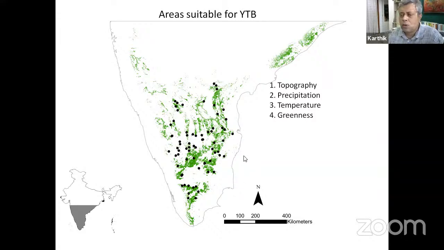So what did we do? These observations are all put in these black dots. The region of interest is this, maybe a quarter or a third of India here.